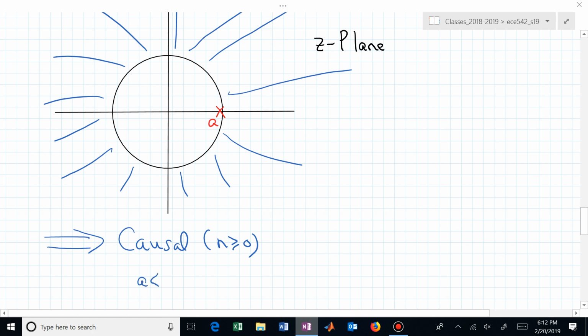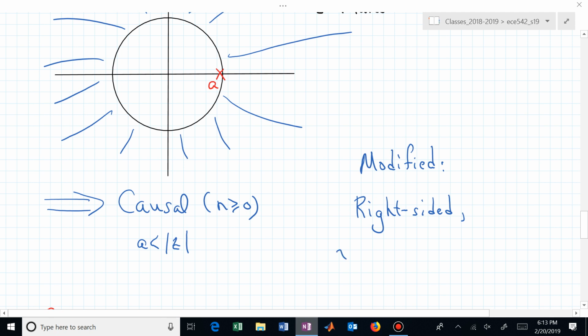And this is when Z is bigger than A. What's the modification to this? How do we modify this one to make it more general than causal? Instead, it's now right-sided, meaning we could actually have a few sequence terms with negative values of little n. That's what we're calling right-sided. Now we have right-sided with the modification. And for this, I'm saying that x of n is equal to 0 for n less than m, and m can be negative.